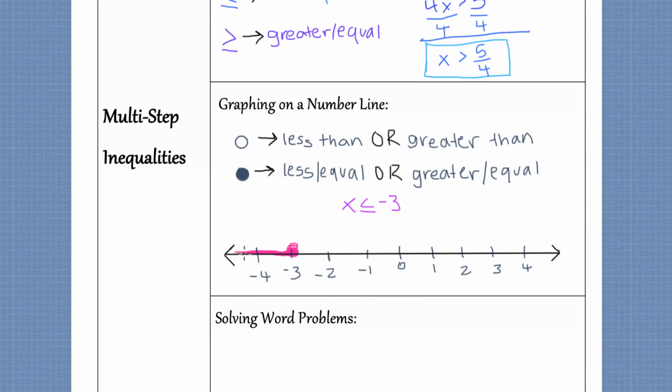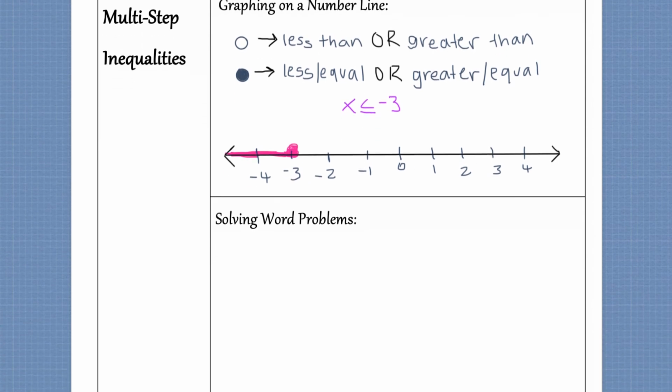We will shade this number line to the left to show that everything that is shaded is part of the solution. Since the -3 is shaded and it's not just an open circle that's not shaded, it shows that -3 is part of the solution, as it says when it says that x is less than or equal to -3. Now that we know how to graph inequalities on a number line, let's move on to solving word problems.